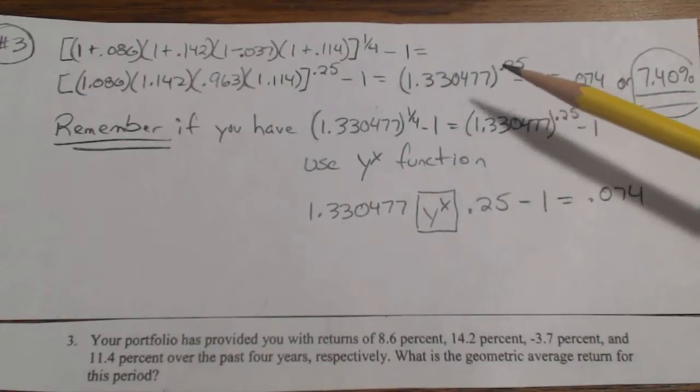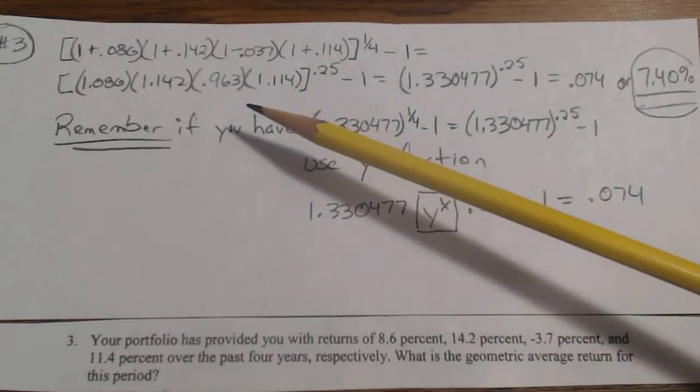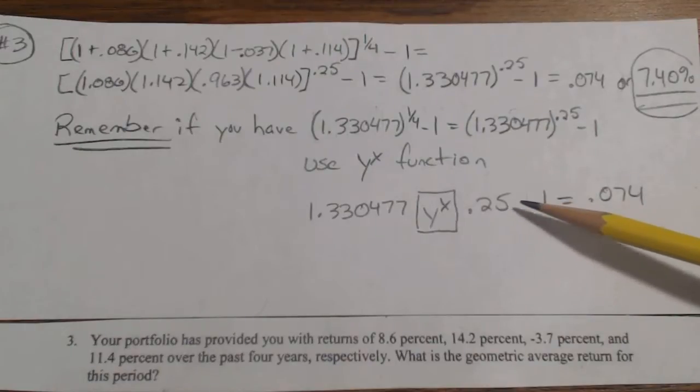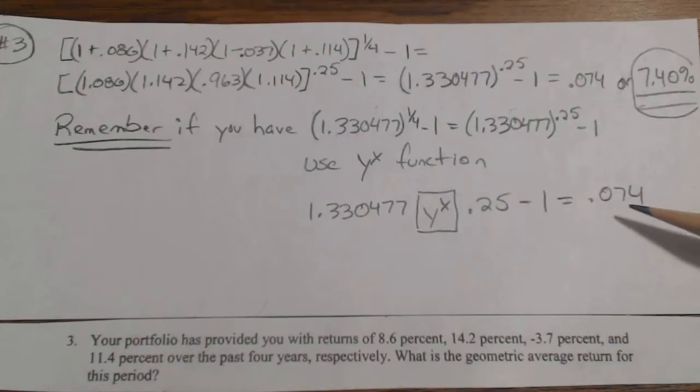So just remember, use that y to the x function whenever you get this product together, y to the x, and then put 0.25 in there. That gives you a number which is 1.074 in this case. You subtract the 1 because you want to get it back down to a percentage, and there you go. So that's problem number 3 on page 68.